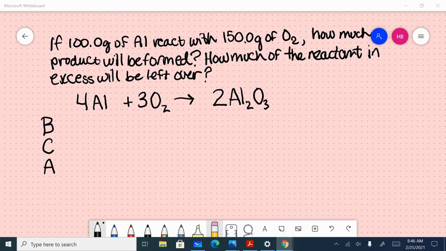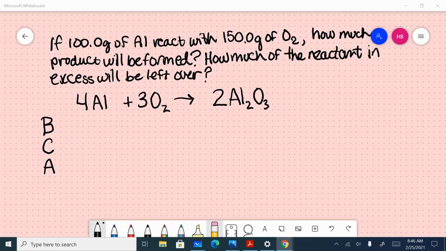So let's remember about BCA charts. B stands for before, C stands for change, and A stands for after. So before is going to come from the givens. And the givens in this case are 100 grams of aluminum and 150 grams of oxygen. Now, when you see a problem that has two givens of two different reactants, you want to think to yourself, limiting reactants. Otherwise, how would you pick out which given to use?